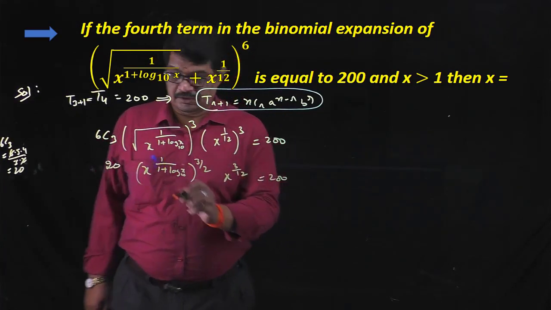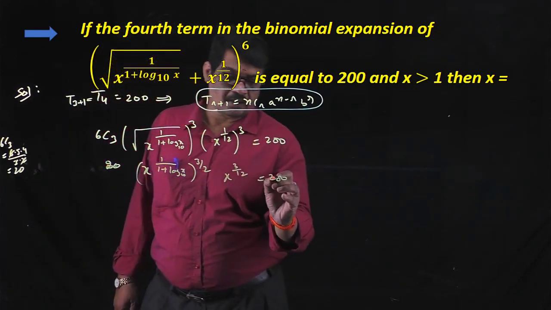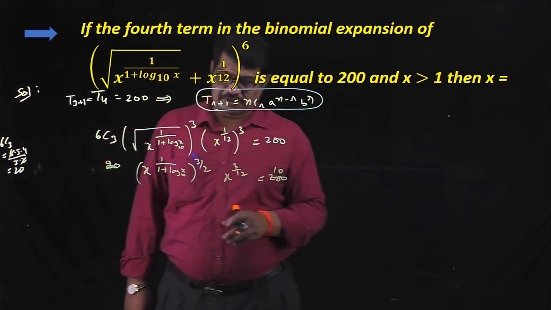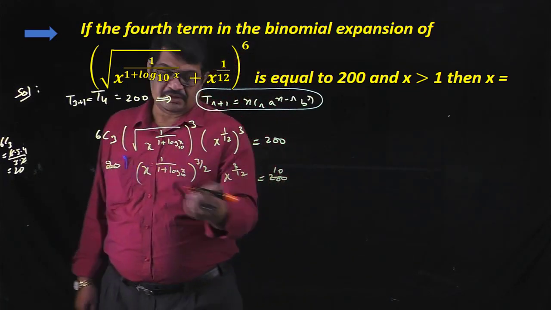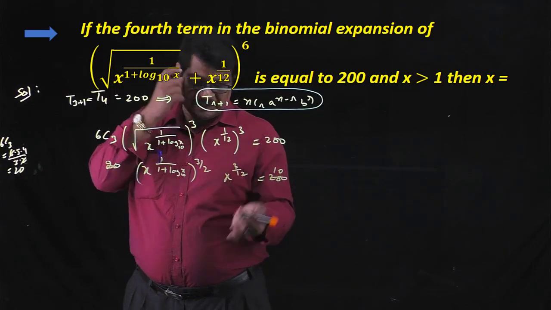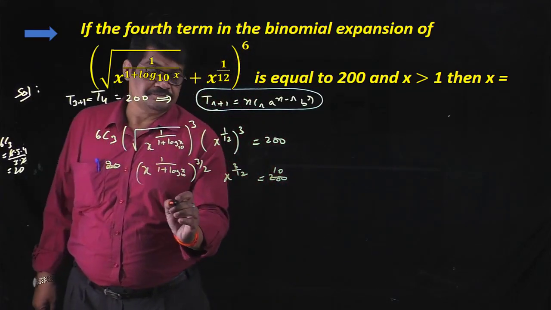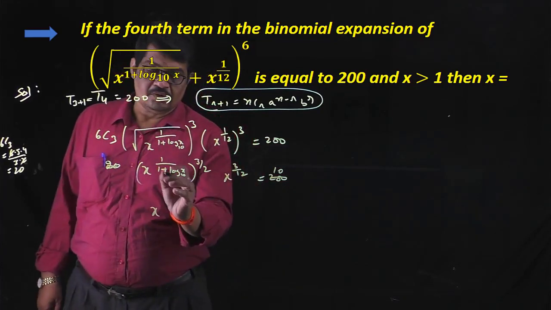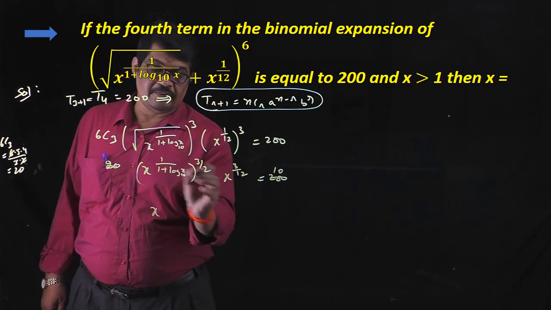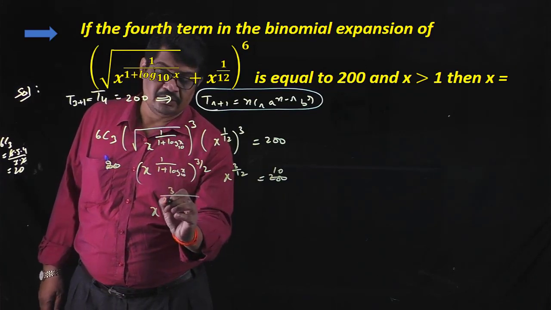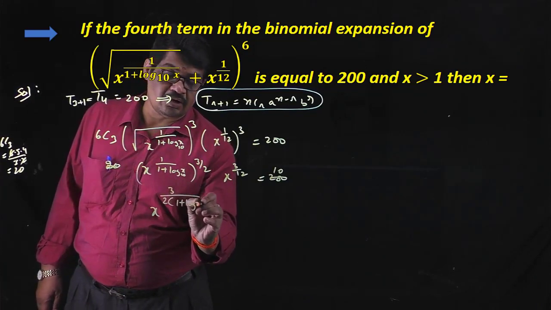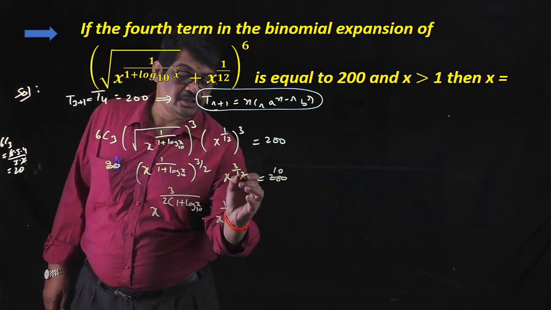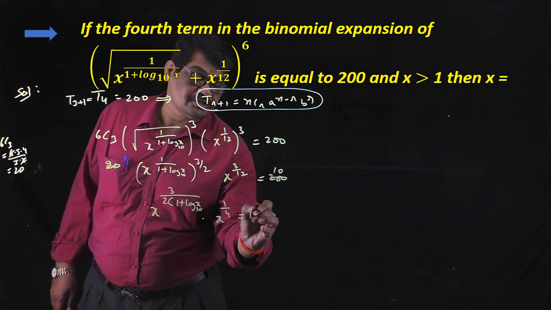Here 200 by 20, that is 10, so we cancel the zeros. So this is x to the power of 3 by 2 into 1 by (1 + log x to the base 10), into x to the power of 3 by 12, that is nothing but 1 by 4, is equal to 10.